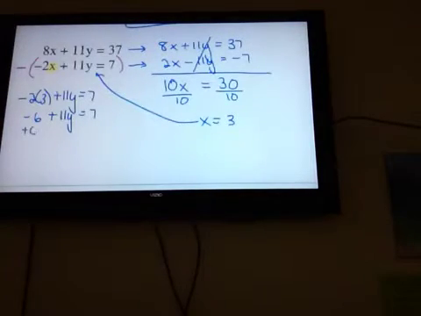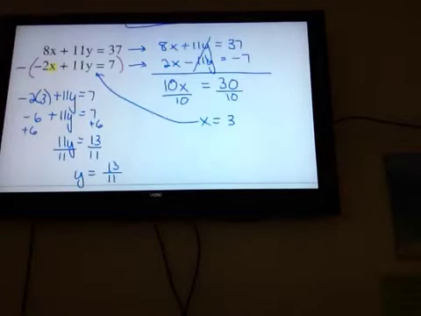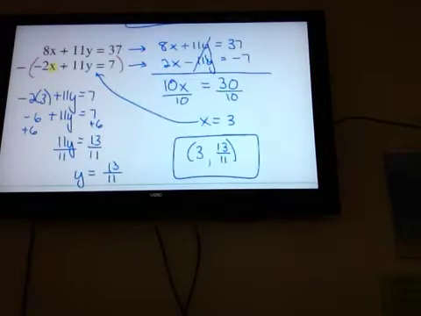Solving for y, so I'm going to add 6 to both sides. 11y equals 13. And then divide by 11. And y is 13/11. Leave it as a fraction. So I have the ordered pair 3, 13/11.